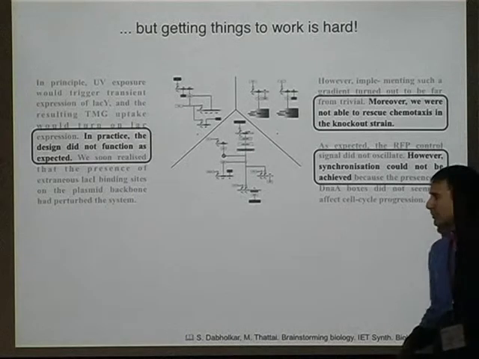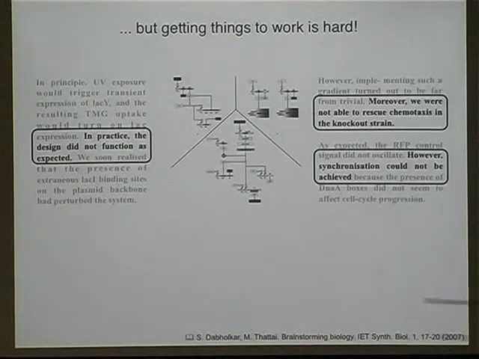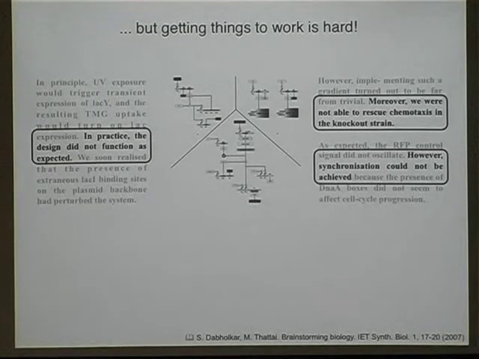It's not that we made the DNA sequence wrong. We put it into cells, but in practice, the design did not function as expected. We were not able to restore chemotaxis. Synchronization could not be achieved. These statements are actually from a paper which contains nothing except 3 negative results, which is published in IET Synthetic Biology. So I was actually quite happy with this, right?